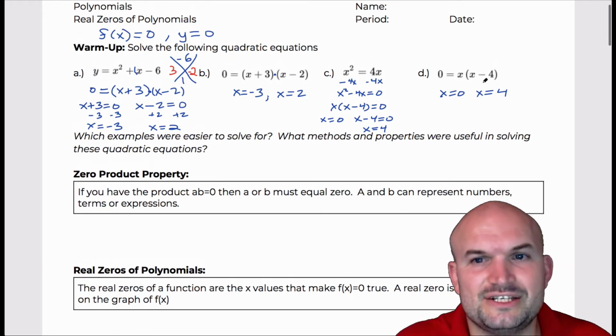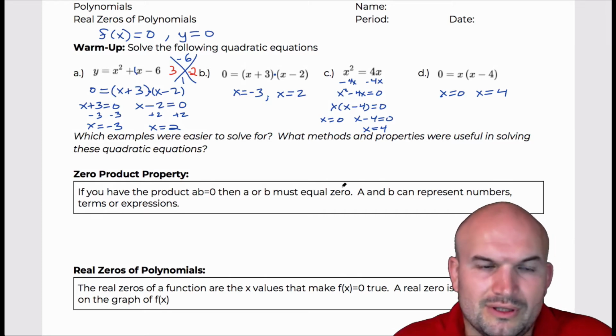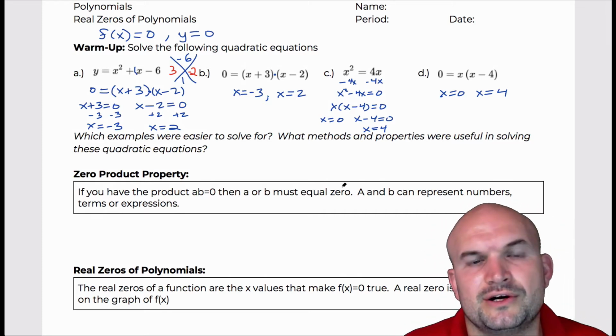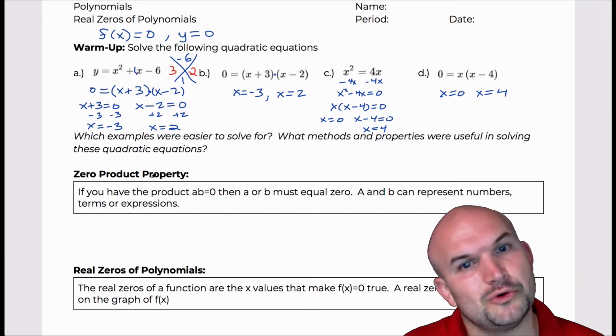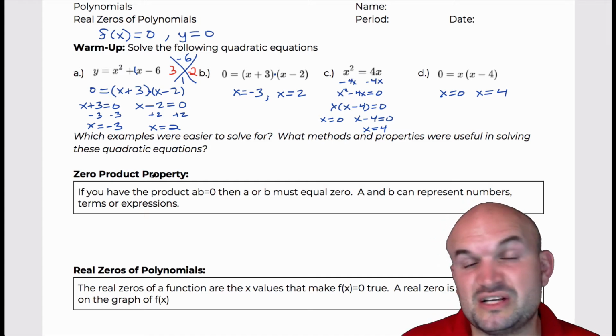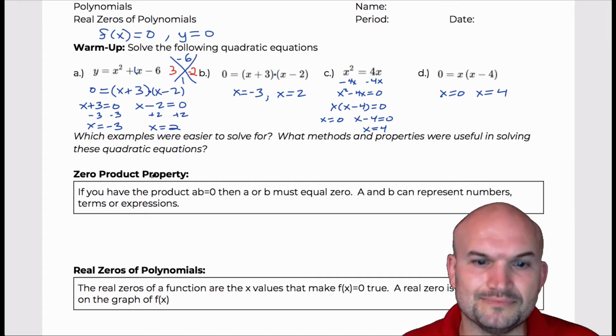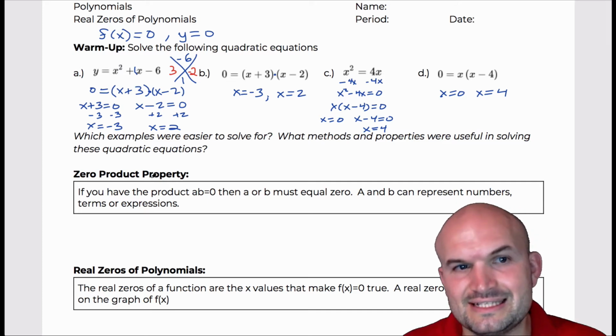Well, of course, it's easier when things are factored, right? And what methods or properties were useful. If you remember in quadratics, a lot of students don't remember the name. Sometimes they look ahead into the notes and say, oh, 0 product property, inverse operations. These were helpful properties for us to be able to solve quadratics. Well, guess what? When we get to polynomials with higher degrees, we're going to be applying these same techniques.